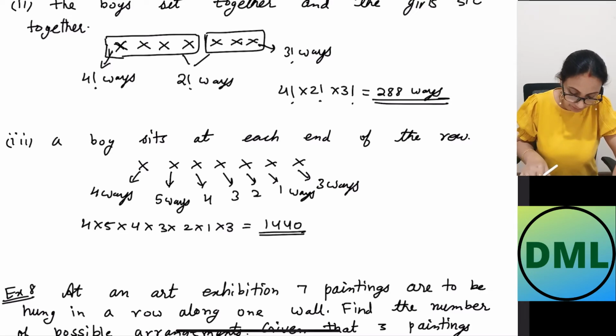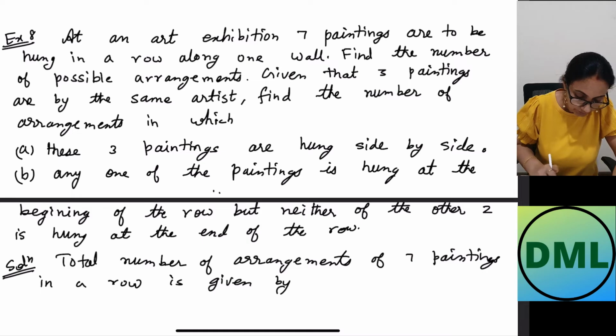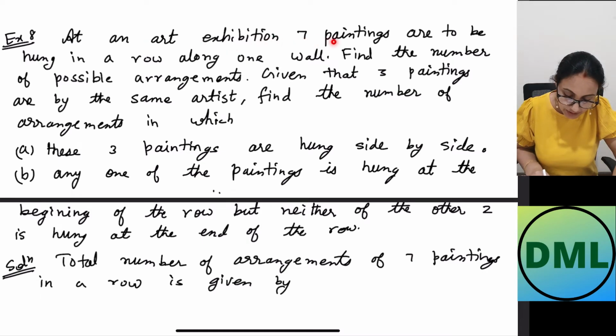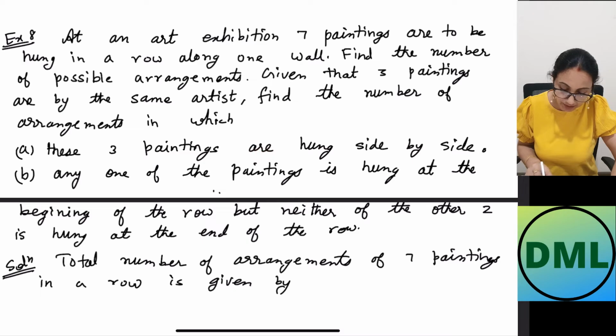Let's see one more example. At an art exhibition, 7 paintings are to be hung in a row along one wall. Find the number of possible arrangements. Given that 3 paintings are by the same artist, find the number of arrangements in which these 3 paintings are hung side by side. Any one of the paintings is hung at the beginning of the row, but neither of the 2 is hung at the end of the row.